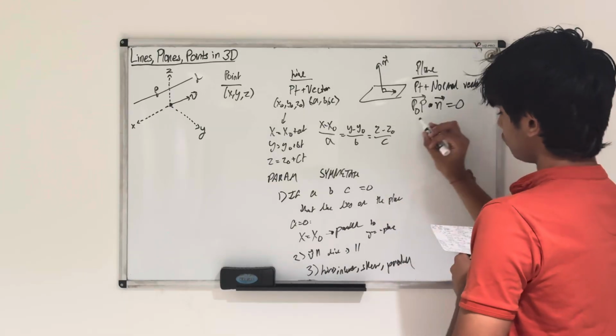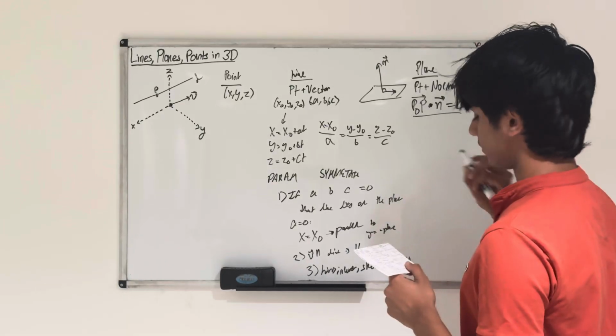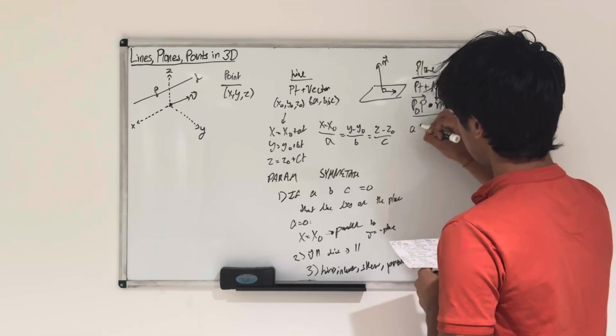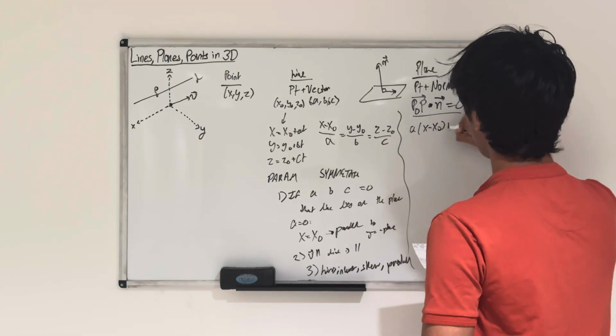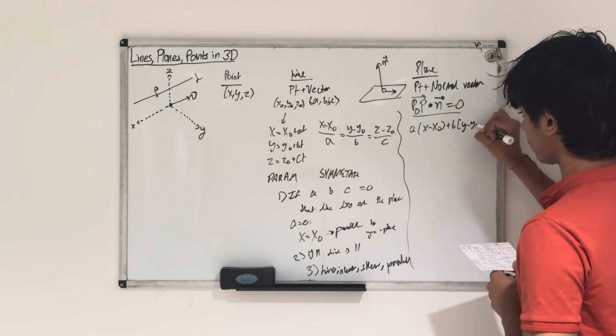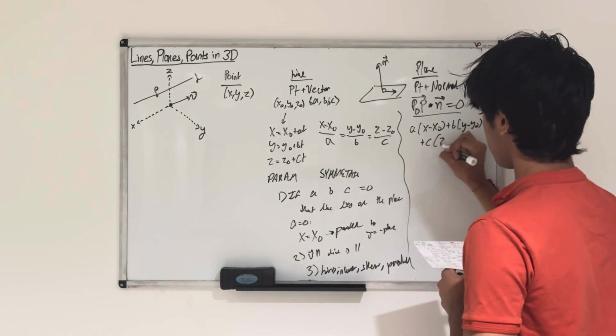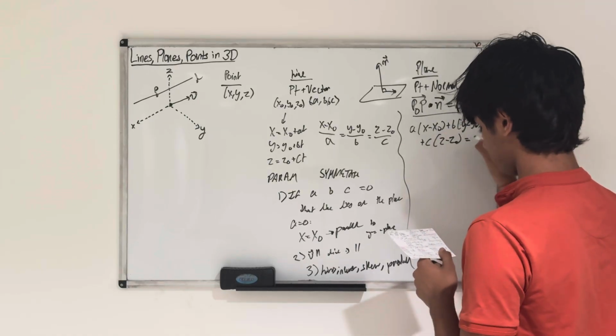And so using this fact, what people have made is an equation that states a times x minus x0, plus b times y minus y0, plus c times z minus z0 is equal to 0.